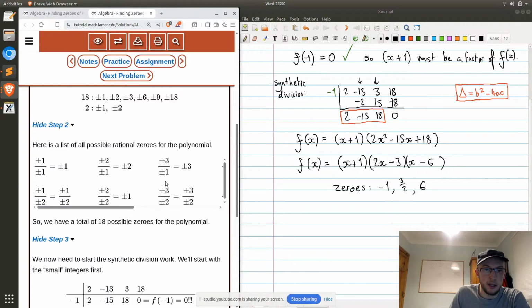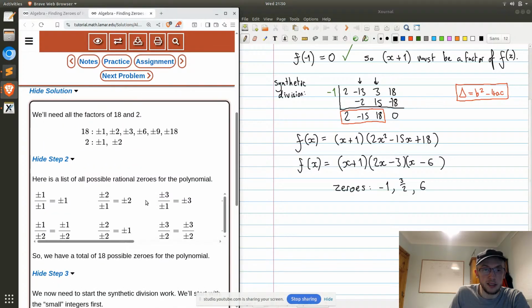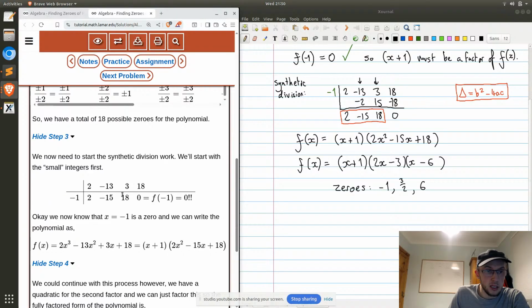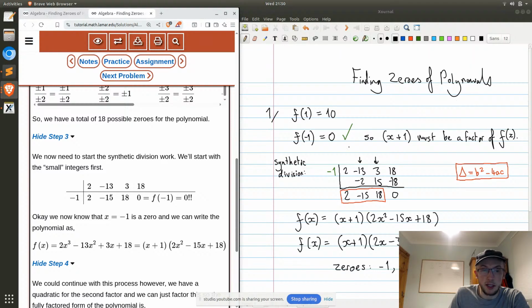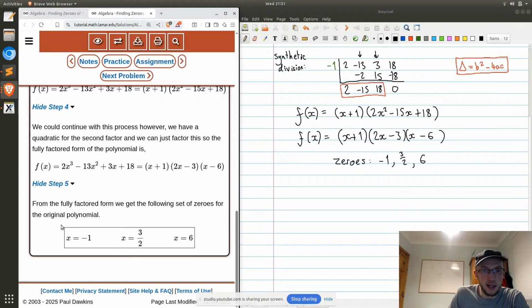So you see here they did the technique that I did. They paid attention to 18 and 2 and did 18 divided by 2 to get the possibilities. And there are a lot of possibilities. Okay, so they tried negative 1 first. Well, that was pretty darn lucky, right? They tried negative 1 first. Okay, and then they ended up in the exact same place that I did. Okay, so that's good.